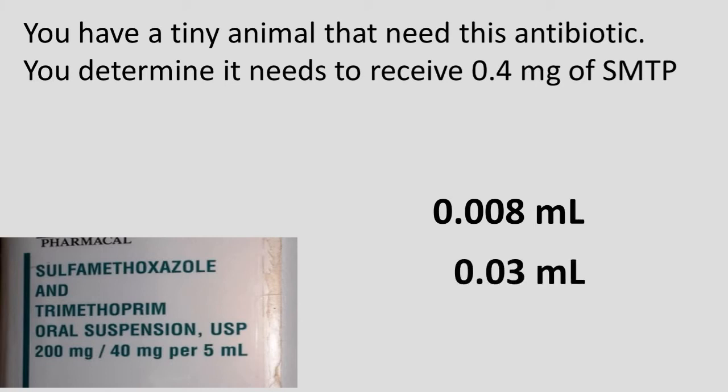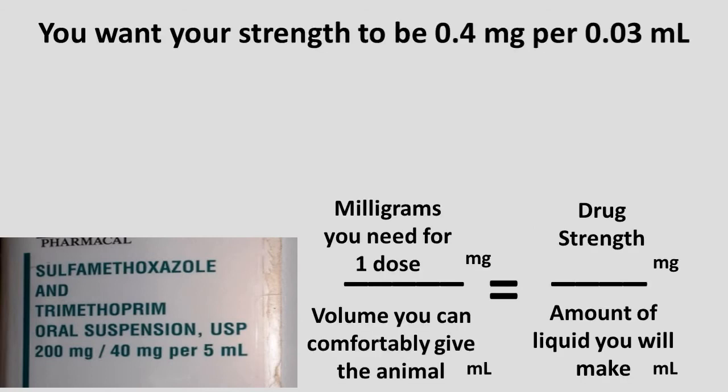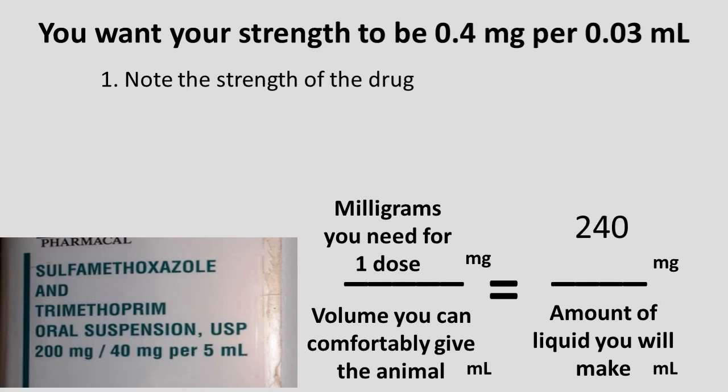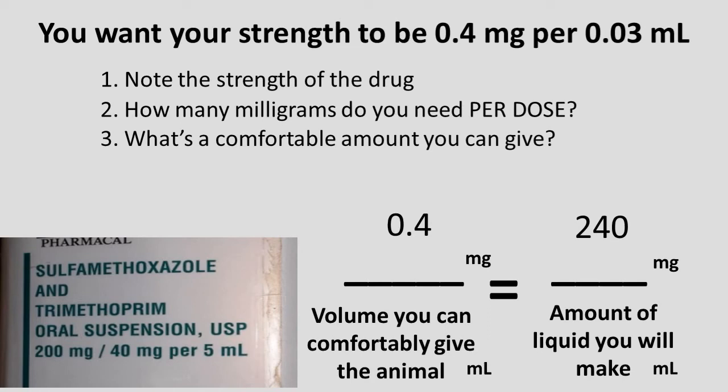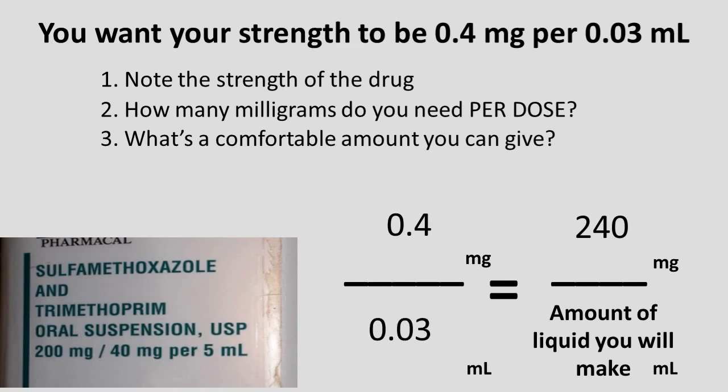You decide that 0.03 milliliters is a good amount to give to this animal, so we need to dilute it. So our goal is to make 0.4 milligrams per 0.03 milliliters. We start with our drug strength. Put that drug strength here. We don't use the per volume in this step, but again, keep it in mind. Next, determine how many milligrams of drug you need per dose. We need 0.4 milligram. Then estimate what you want to give, which is 0.03 milliliters. Cross-multiply, and we get 18, which we'll use in the next step.